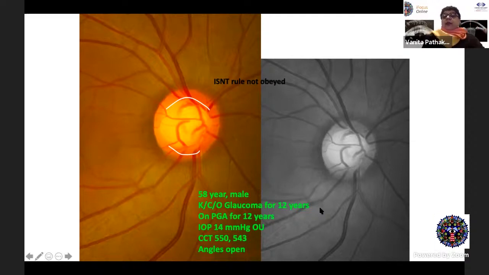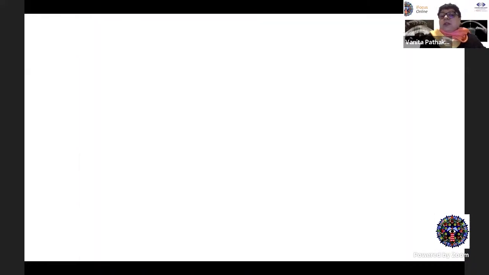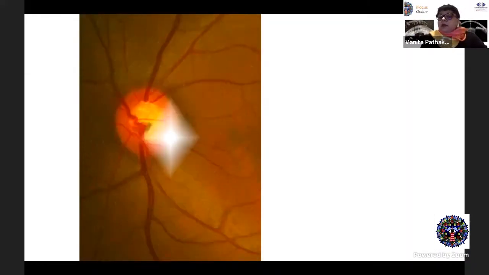So that was for the right eye. This left eye is the same. Let me give you a history of this gentleman. 58-year-old, he came to me quite a while ago, maybe in 2012 or something. He came to me with a diagnosis of glaucoma for 12 years. So he was on prostaglandin analog for 12 years. When I examined his pressure, it was 14 in both eyes. His CCT was virtually average. His angles were open. And then when I examined his discs, both eyes, I found them to be, what would you call it now?